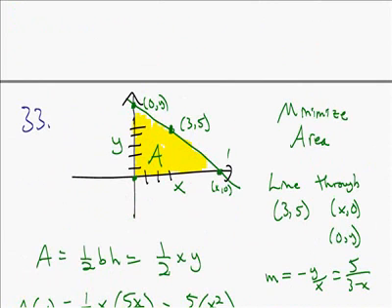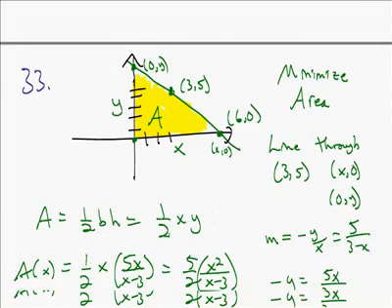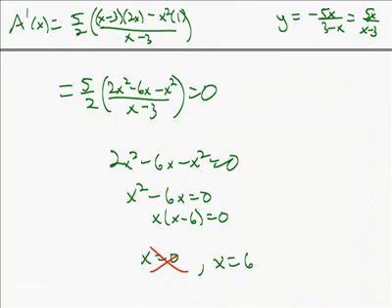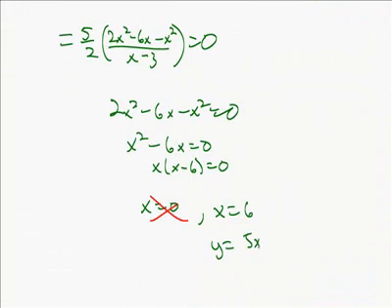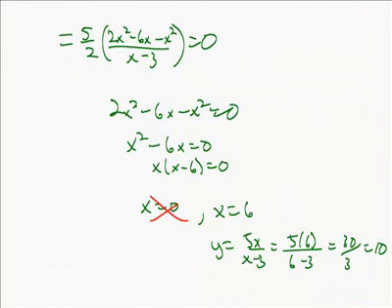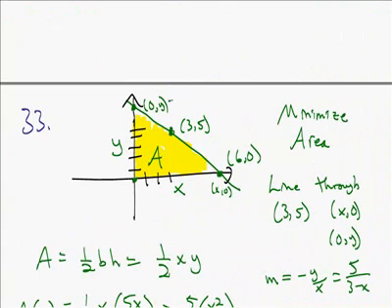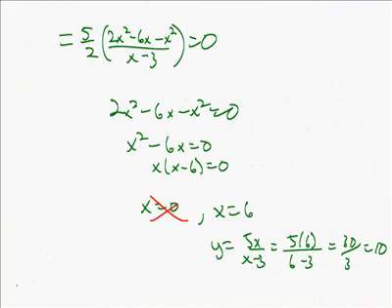This point right here is going to be 6, 0. What is y going to have to be then? Well, y is 5x over x minus 3, which is 5 times 6 over 6 minus 3. That's 30 over 3. That's 10. So we have the y value at the point 0, 10. This picture is not very good, but we get the idea. And that means the area of the triangle is 1/2 base of 6 times height of 10. That's 30 square units.